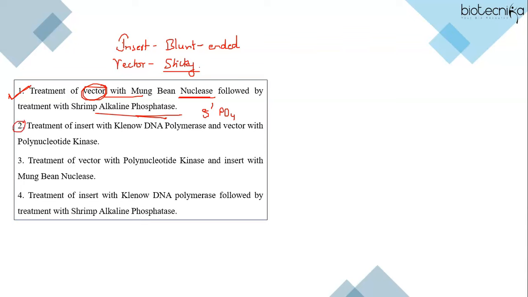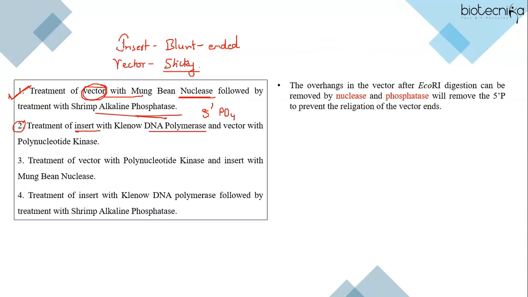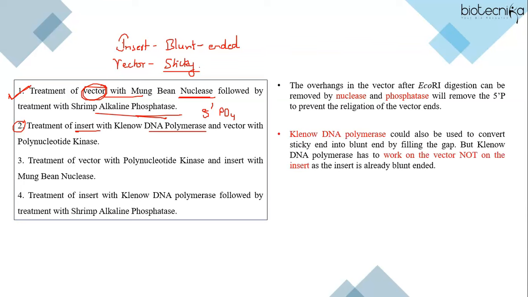Option 2 is treatment of insert with Klenow DNA polymerase and vector with polynucleotide kinase. Now Klenow DNA polymerase could also be used to convert sticky ends into blunt end by filling the gap. But Klenow DNA polymerase has to work on the vector because the vector has sticky ends, overhang region, not the insert. The insert is already blunt ended. So this combination is not possible. And even in option 4, it is mentioned treatment of insert with Klenow DNA polymerase. So again, this cannot be the answer.